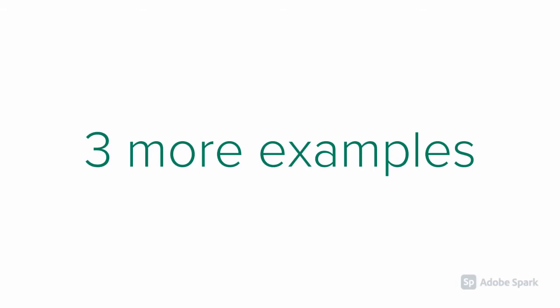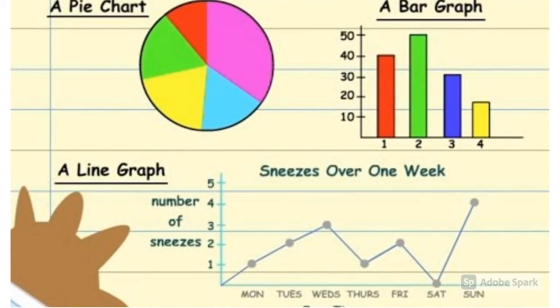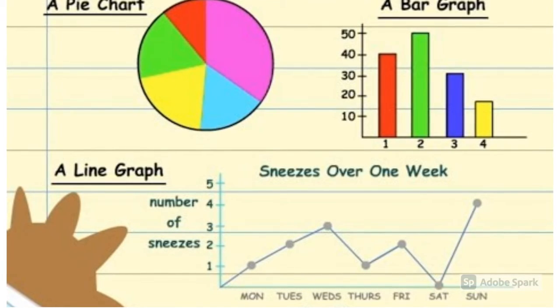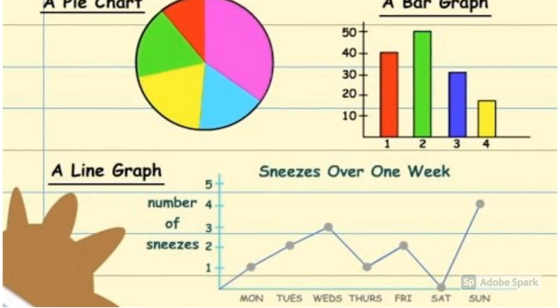Here are 3 more examples of graphs. Here's a chart with 3 kinds of graphs on it. There's a pie chart, a bar graph, and a line graph. These are just a few of the many graphs there are.